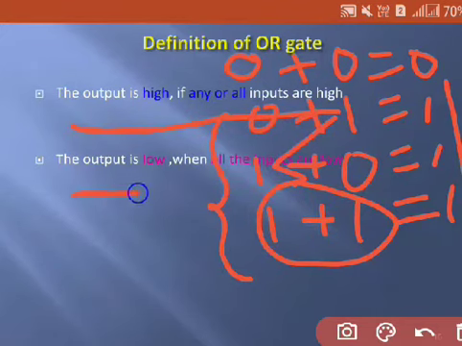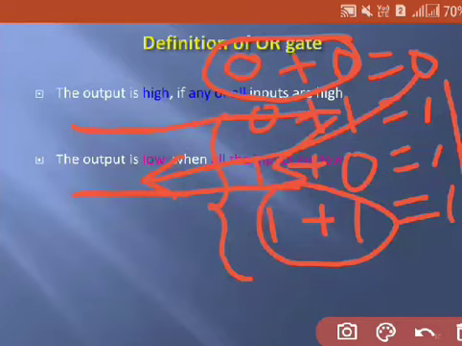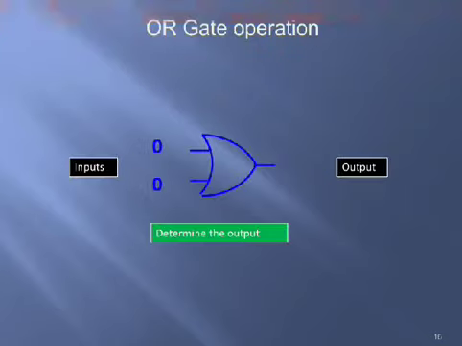Similarly, the output is low when all the inputs are low. So when all the inputs are low, its output is low. So this is the basic definition of OR gate. OR gate is defined as the output is high if any or all the inputs are high, and output is low only when all the inputs are low. This is how you are defining the OR gate.